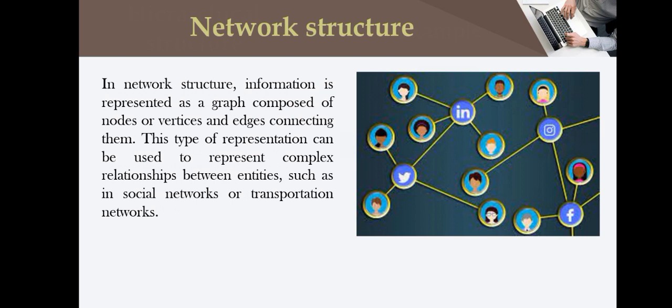Let's consider a social network like Facebook. In this network, each user can be represented as a node, and a connection between user can be represented as edges. For example, if I and Estela are friends on Facebook, we can represent this relationship as an edge between the nodes representing me and Estela.